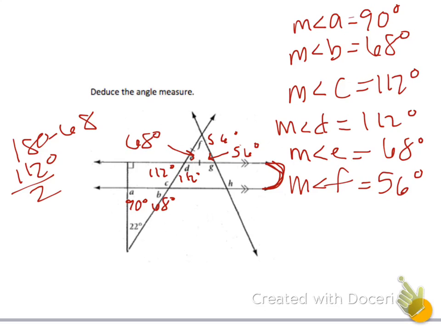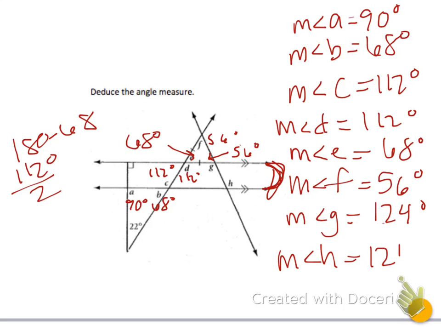G and that one create a 180 degree angle because they create a straight line. So I'm going to take 180 minus 56 to get G, to get 124 degrees. G and H are alternate interior angles because they are on the same transversal and they're in between my parallel lines. Alternate interior angles are the exact same, so G and H are both 124 degrees.